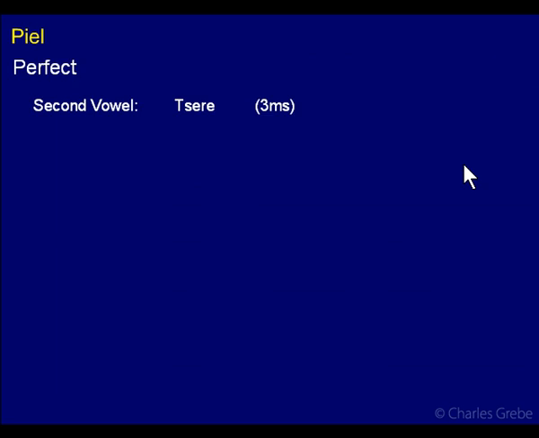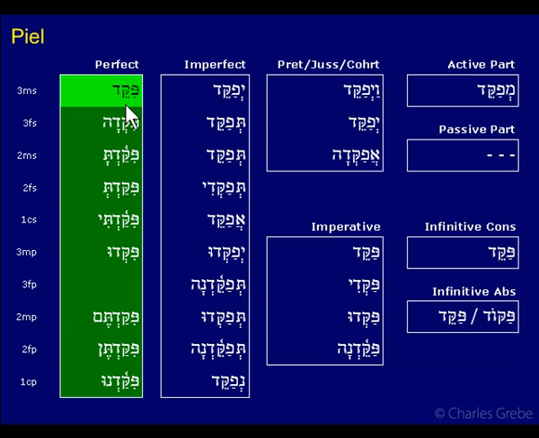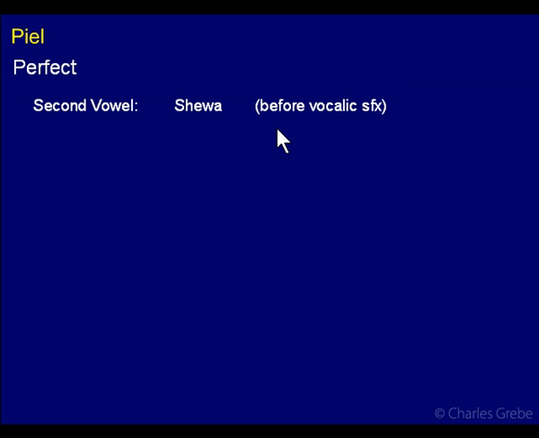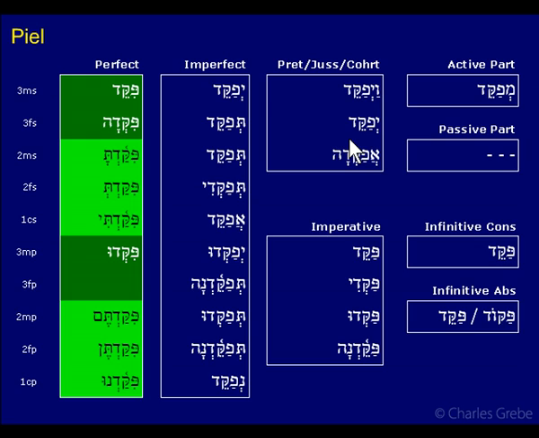Now the theme vowel, which is the second vowel, is tsere. So you see it here, but in the perfect you only see the tsere in the 3ms form. In all the other forms it's different. So it's not terribly helpful in the perfect. You only see it in the 3ms form. In these two forms, these are the ones with the vocalic endings, right? So theme vowel reduces, so that's explainable. We've already talked about that. The tsere becomes a vocal shva. So shva before vocalic suffix, second vowel. And then in these forms, the second and first person, we see that it's gone to a patach.